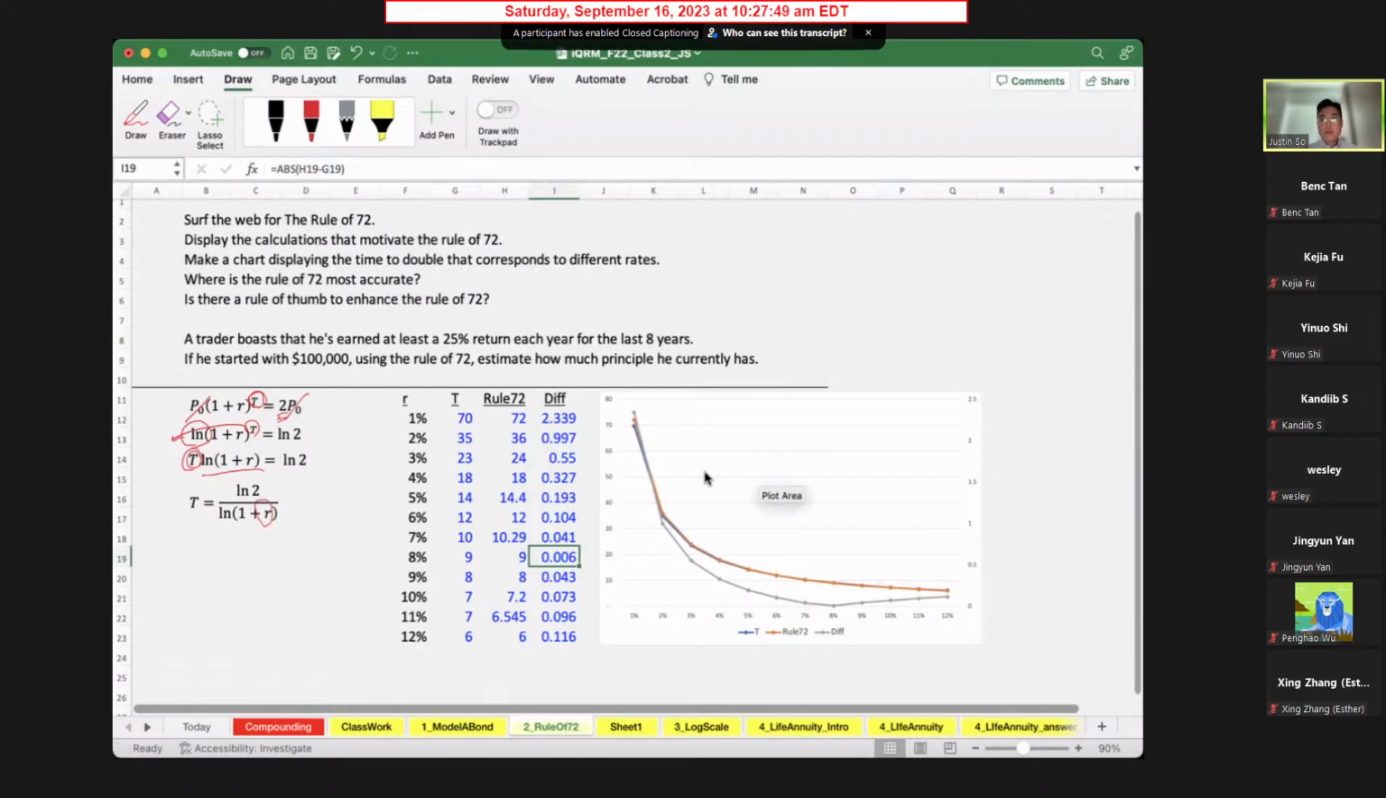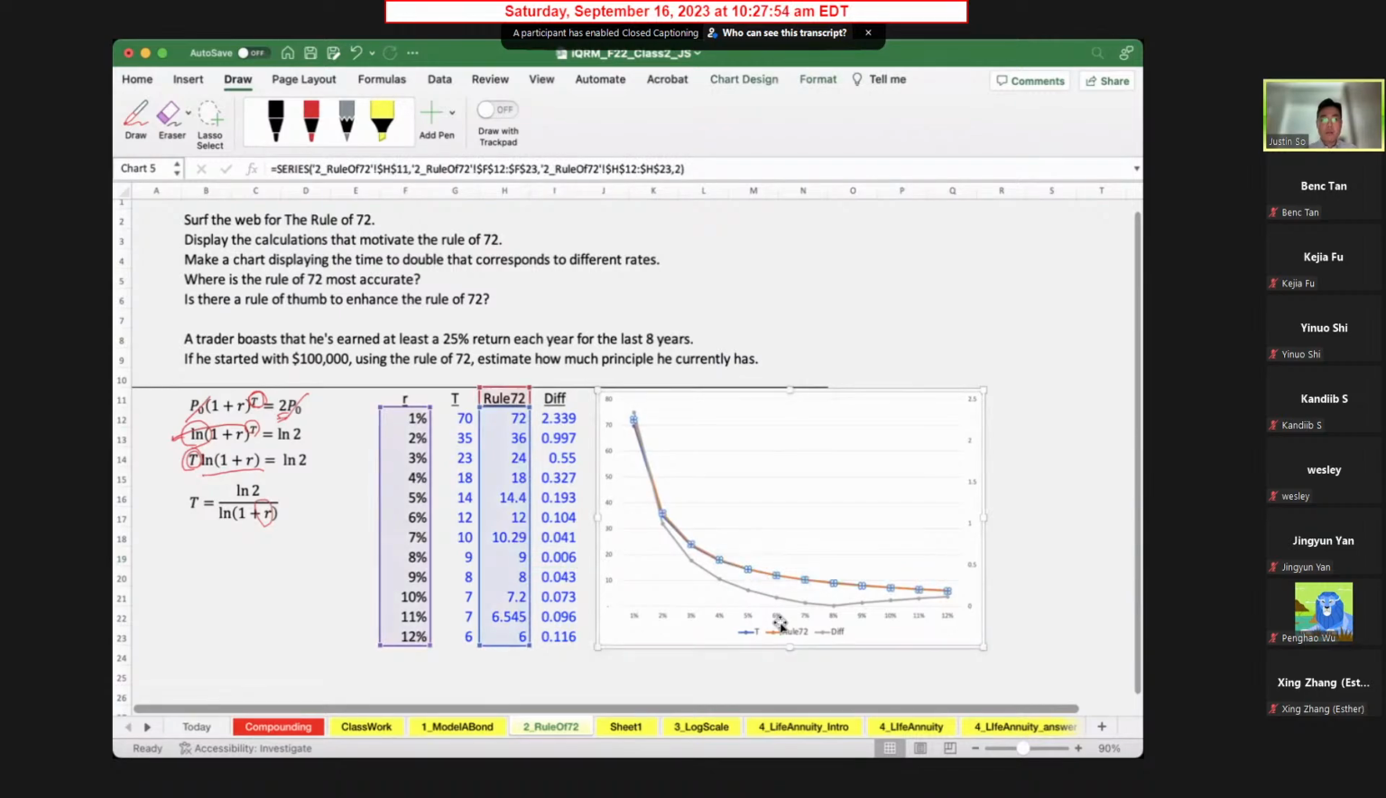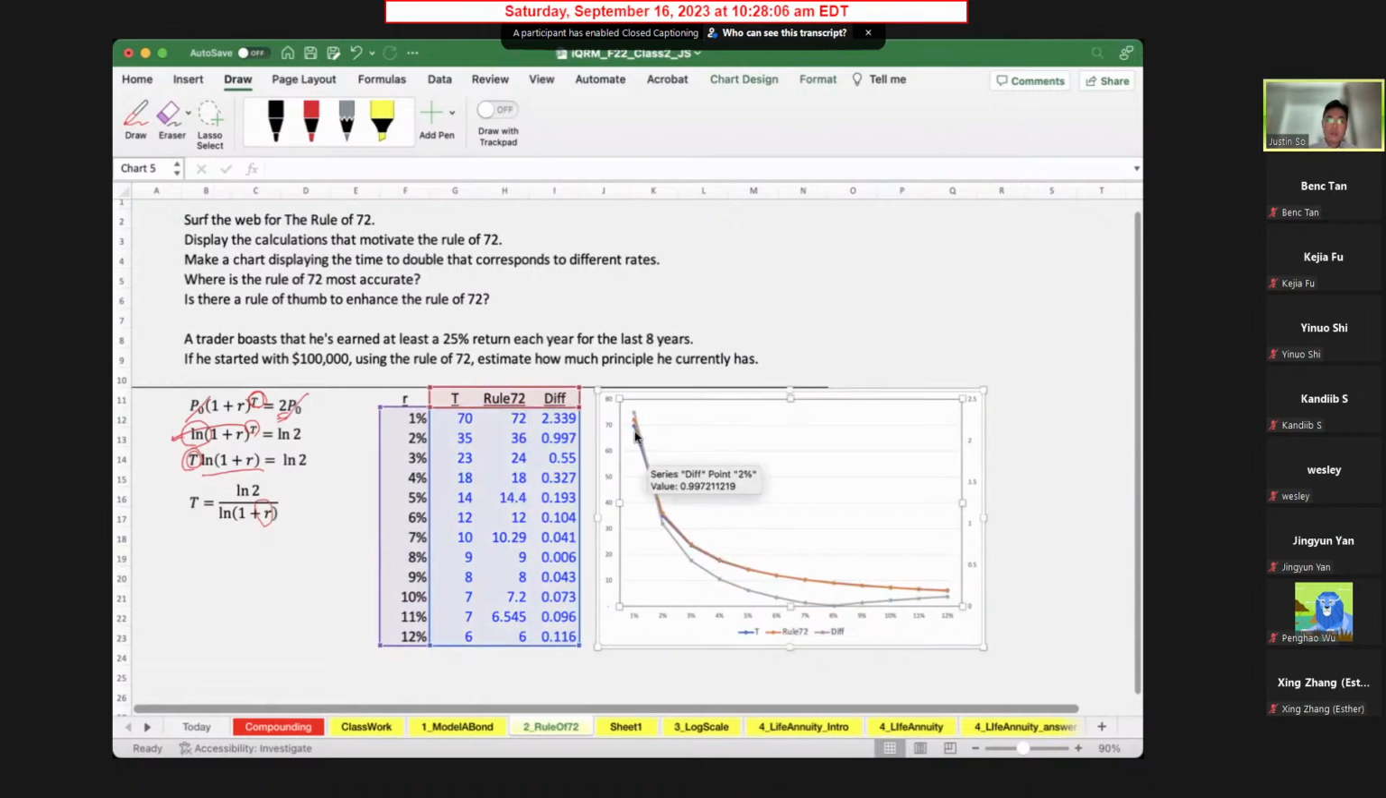So let's graph the difference. The rule of 72 is given in orange color, and then T is the actual mathematical calculation. This gray line shows the difference only. The difference goes down. There's almost no difference around 8%. And between about 5 and 11%, when the interest rate is in that range, the rule of thumb, the rule of 72, is not that wrong.